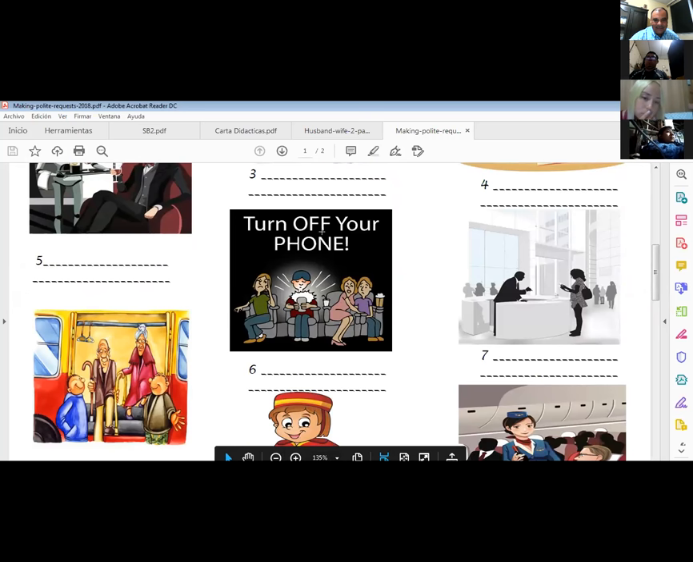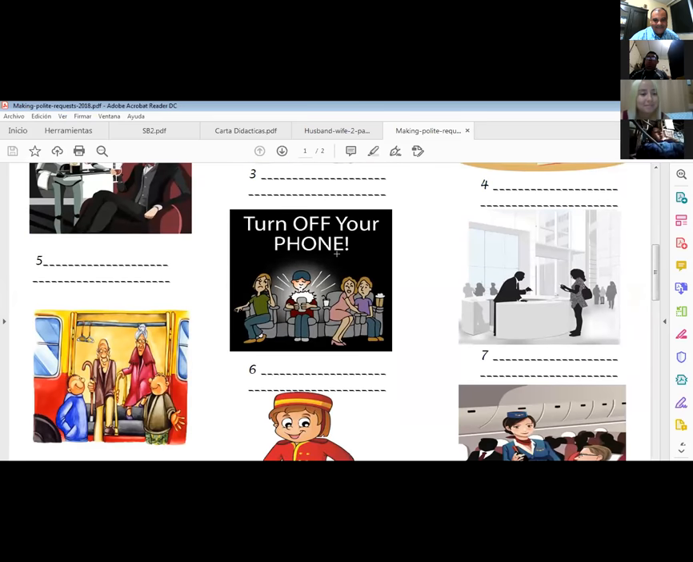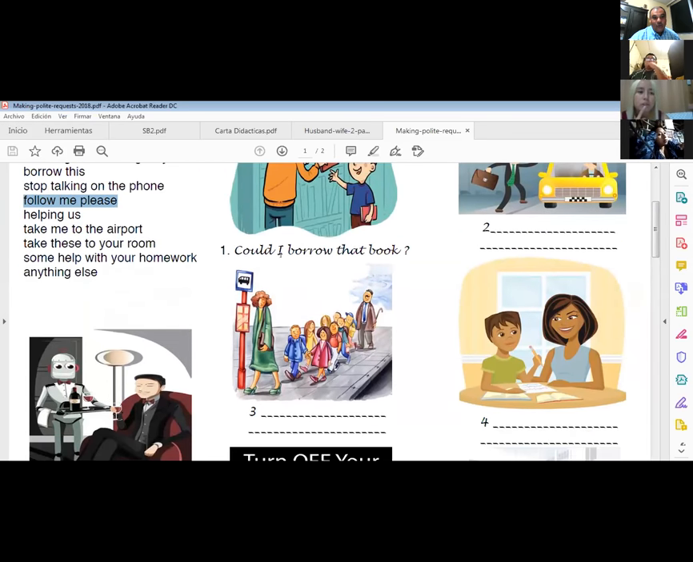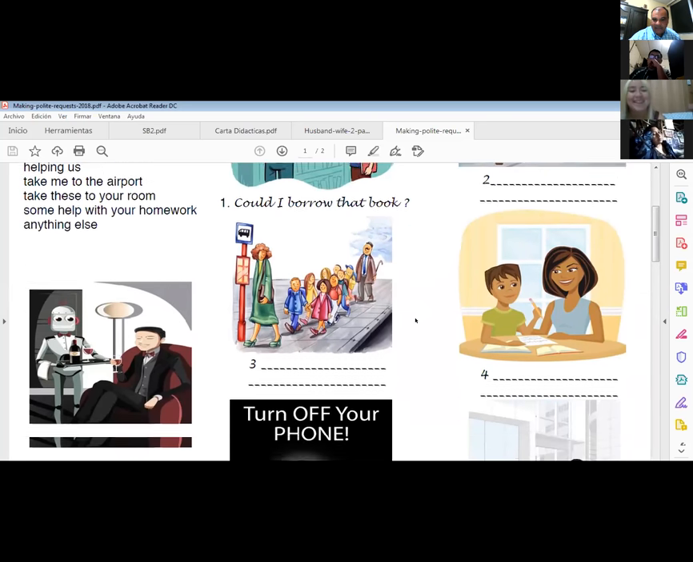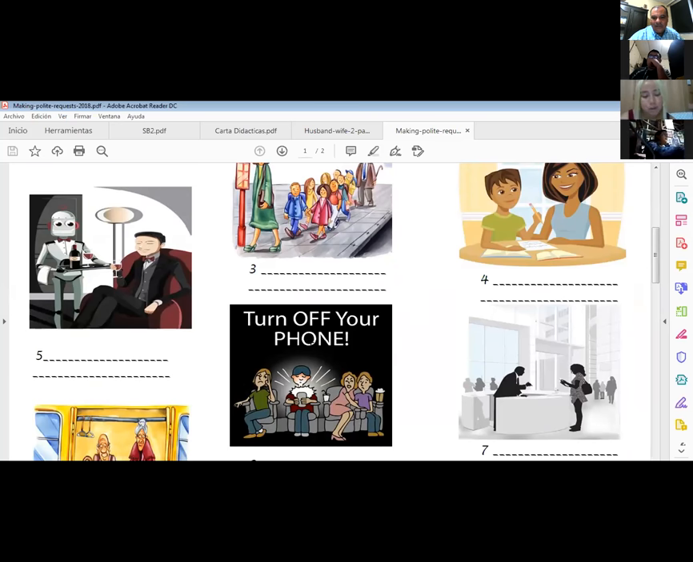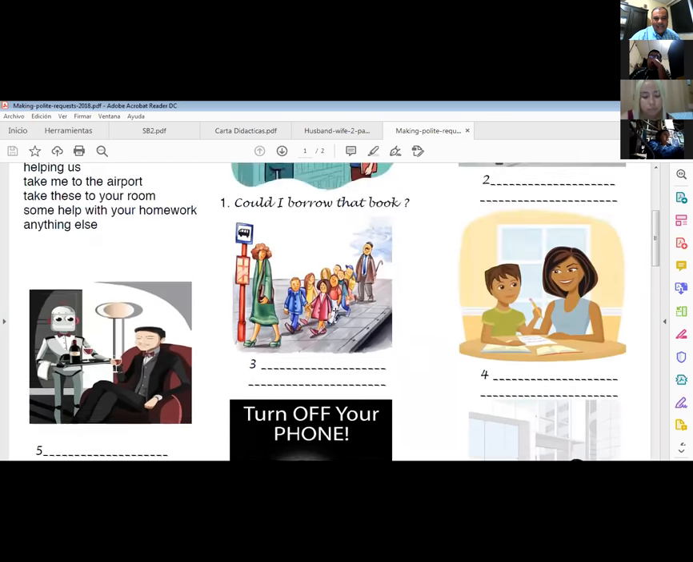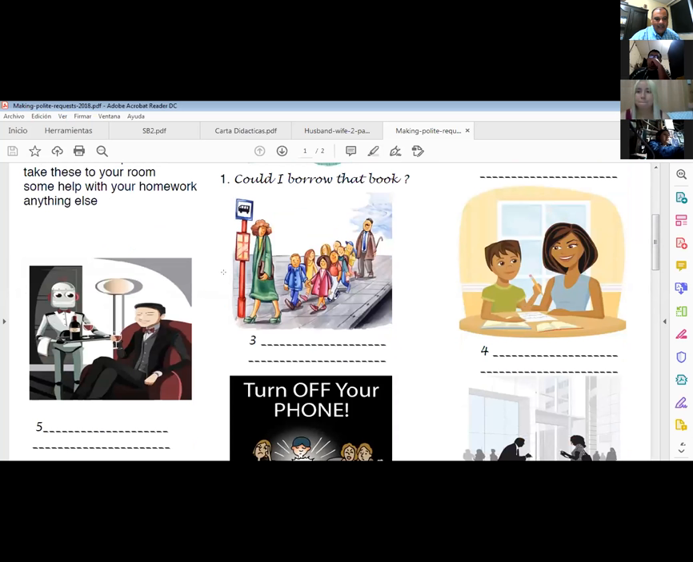You see number six? Turn off your phone. Could you stop talking on the phone? Could you turn off your phone? Could you turn off your phone or could you stop talking on the phone? Both are okay. Las dos están bien, excelente. No hay una forma singular o específica. You can say whatever, okay? Y no necesariamente tiene que usar esto, es una guía.